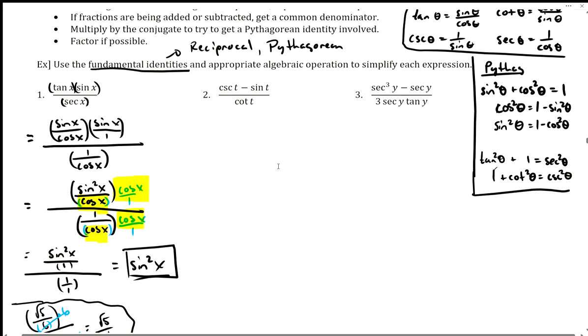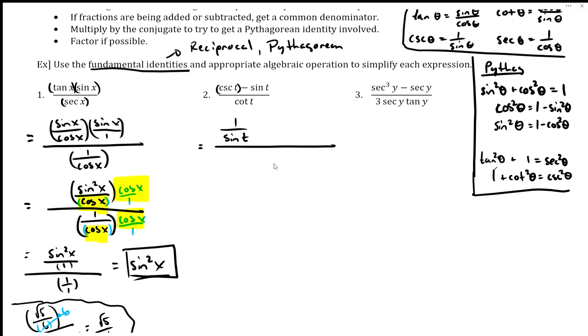So again, same exact strategy always, just rewrite them all in terms of sines and cosines. So this cosecant of t, let's set up our big fraction, is the same thing as 1 over sine of t. And then minus sine of t, let's use a placeholder, sine of t over 1. And then this cotangent of t is cosine of t over sine of t. Okay, so there's all the replacements.